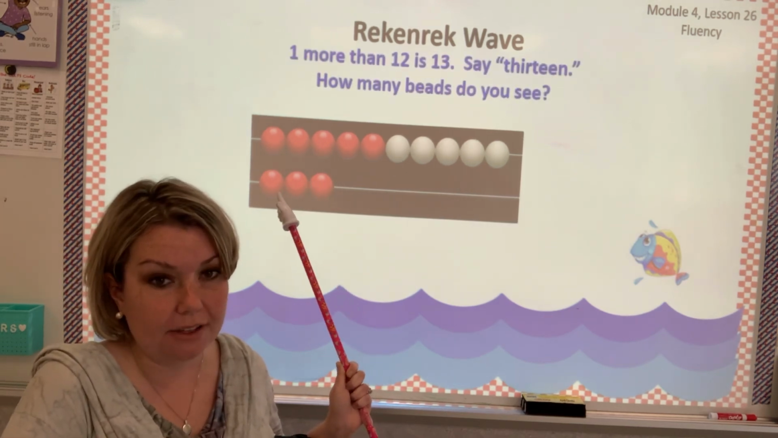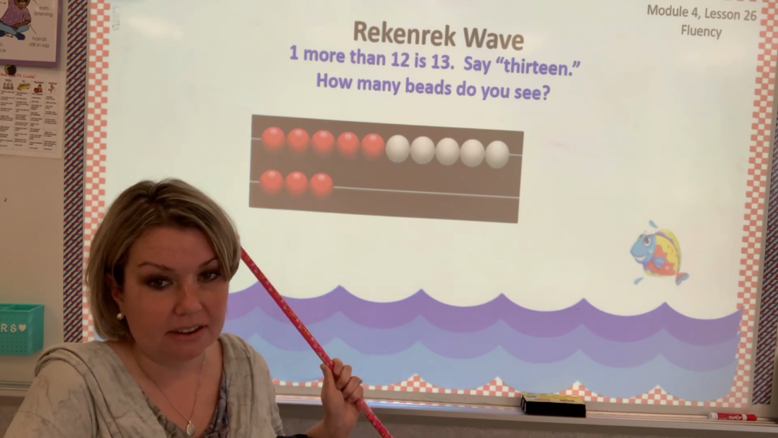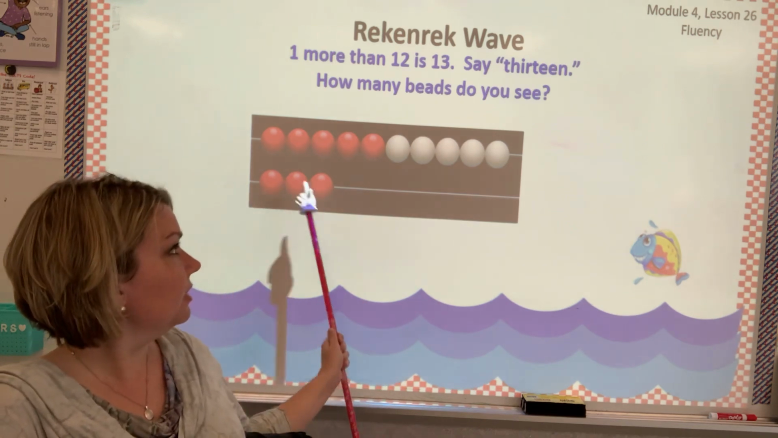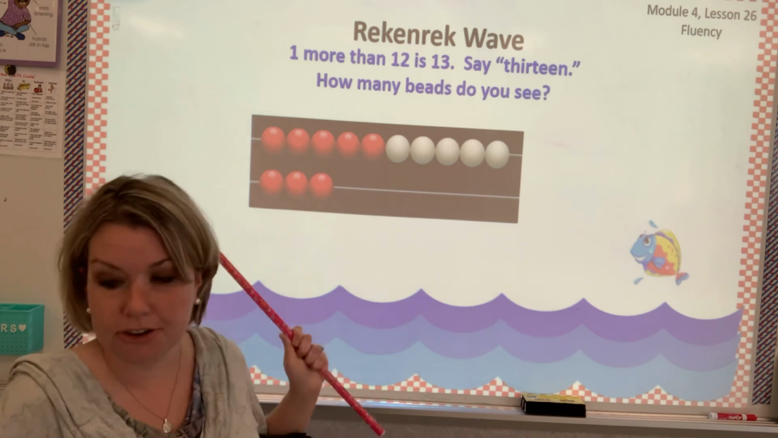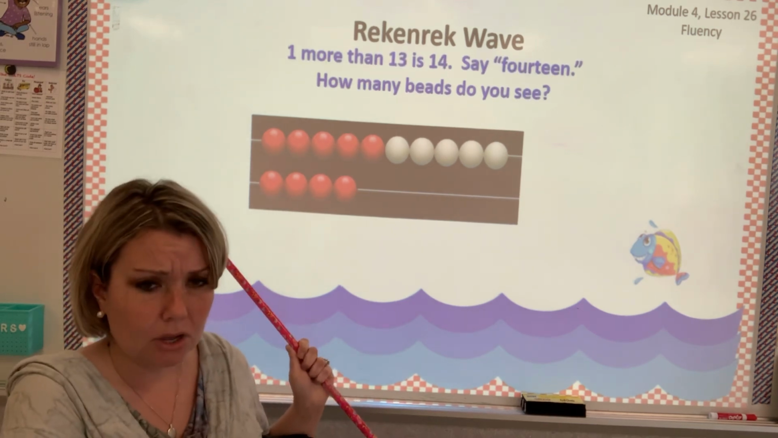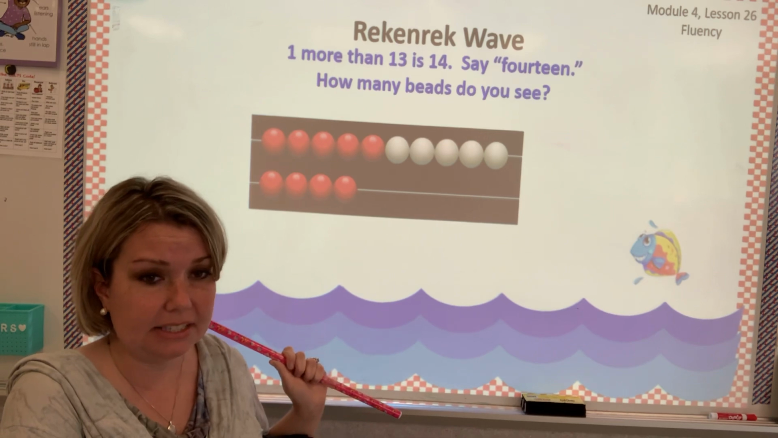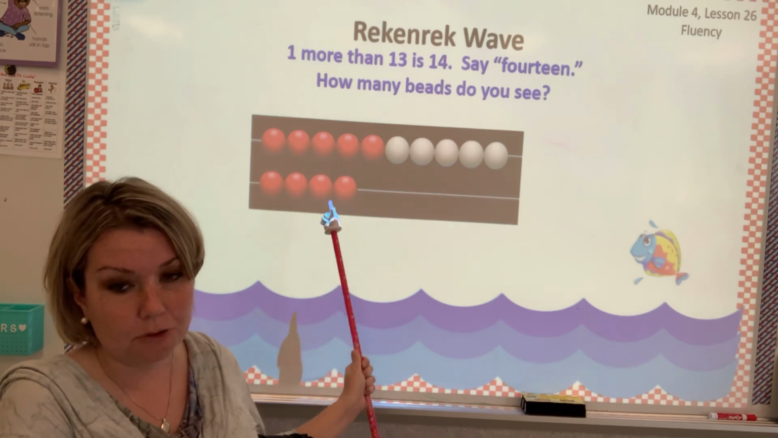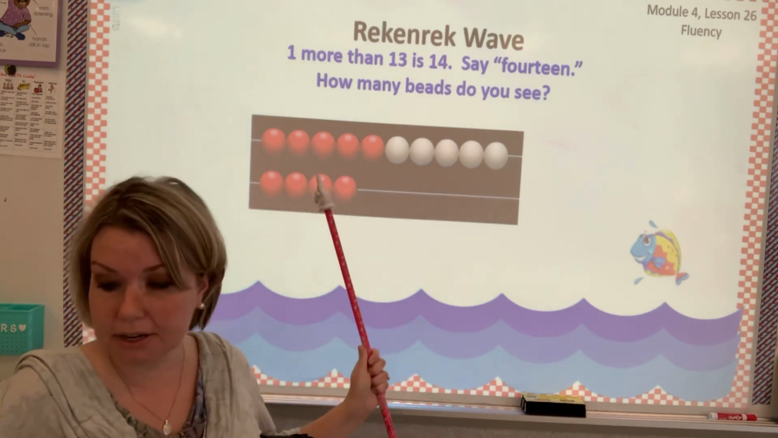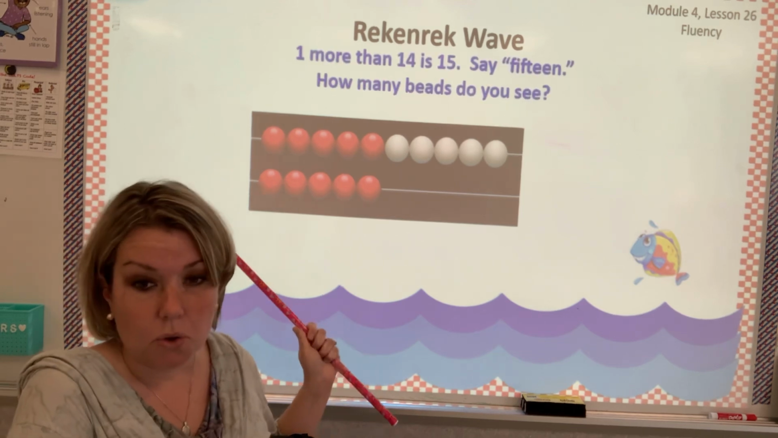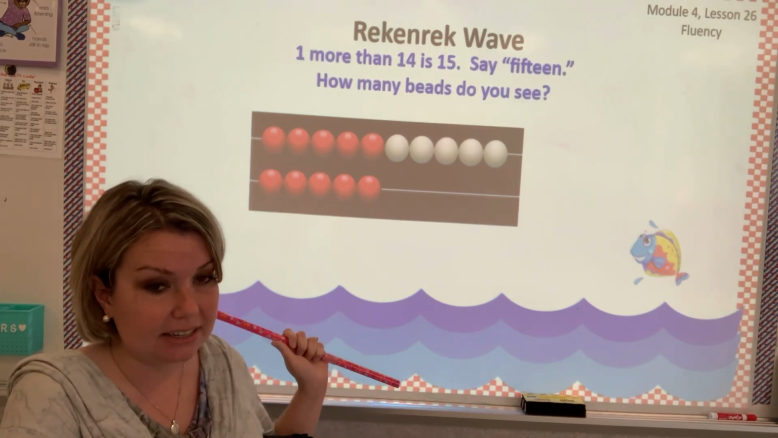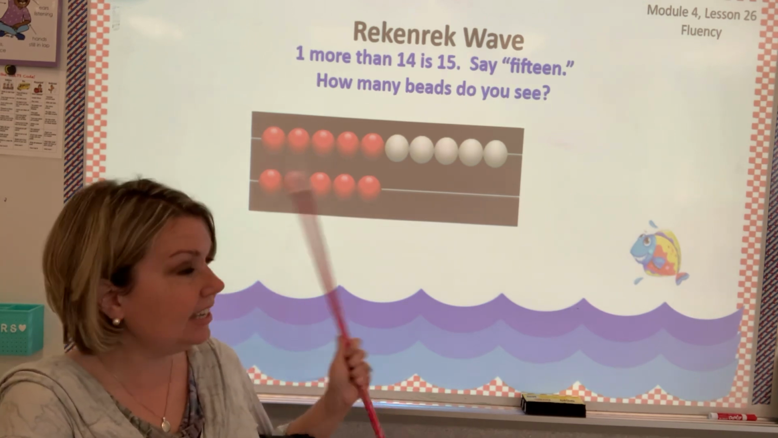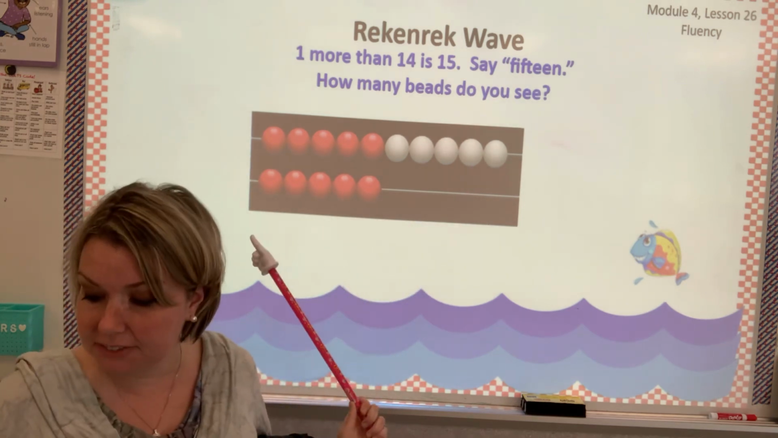1 more than 12 is 13. How many beads do we see? 10 and 3 make 13. 1 more than 13 is 14. How many beads do we see? 14. 10 and 4 make 14. 1 more than 14 is 15. How many beads do we see? 15. 10 and 5 make 15.